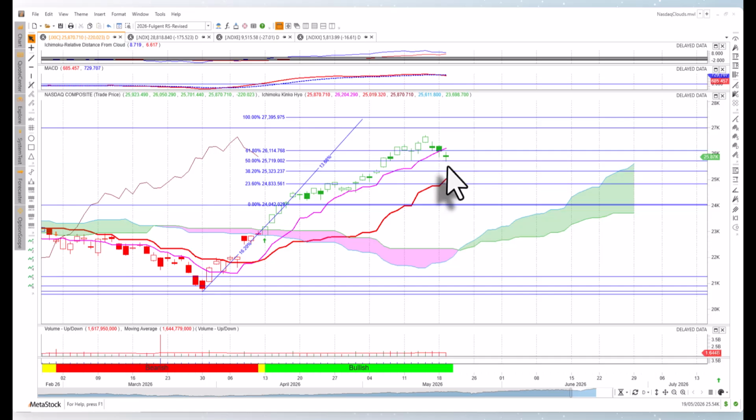So there is consolidation risk back down to these critical levels, the standard line of the Ichimoku cloud, and then we can expect the rally to continue from that zone.